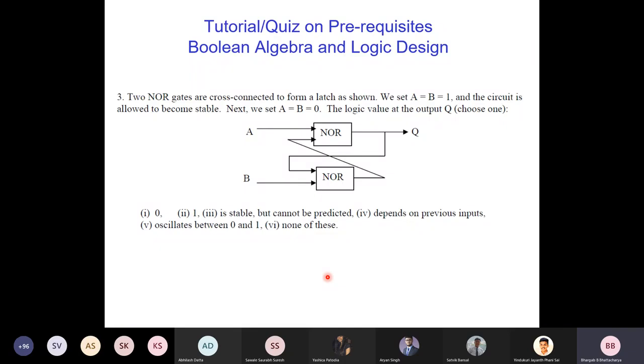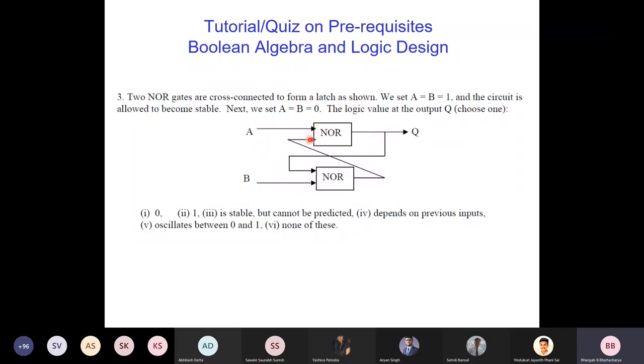This is a cross-coupled circuit, an example where two NOR gates are cross-coupled. Now, one interesting thing I want to highlight here. The flip-flop is an amazing device, because a NOR gate is essentially a combinational component, right?